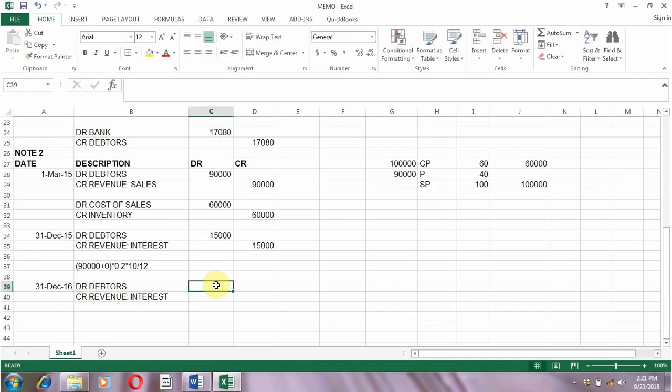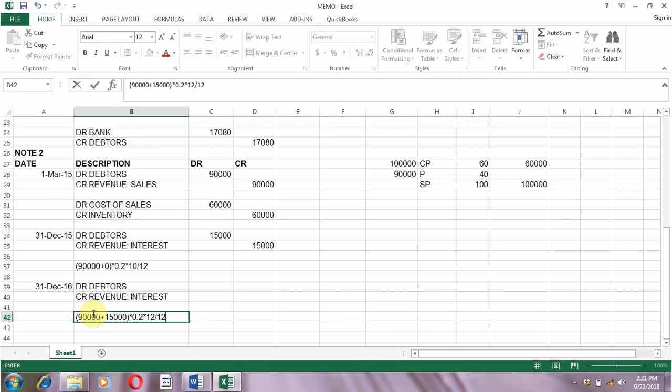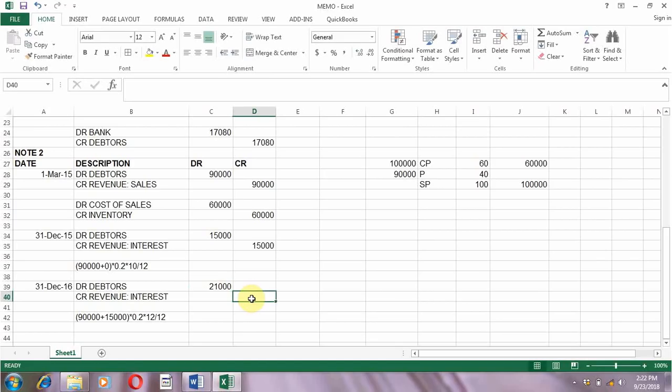and here I'm going to do a calculation again, but I need to take into account that I have calculated interest before. So now it's going to be the 90,000 original debt plus the 15,000 interest. I'm going to times that by 20%, and I'm going to take into account that it was now a full year between December 2015 and December 2016. So when I do that calculation on my Excel, I get 21,000 interest that is due.